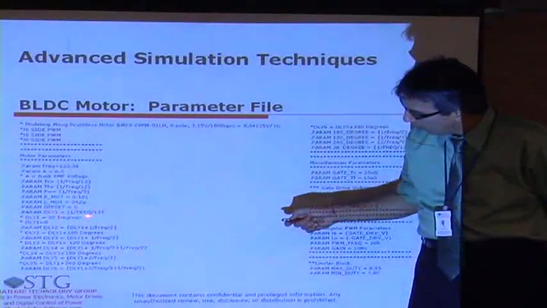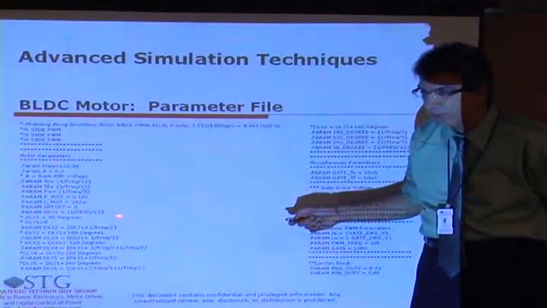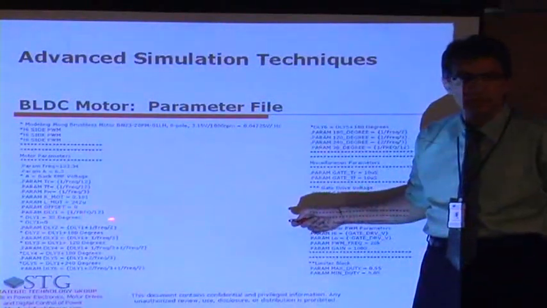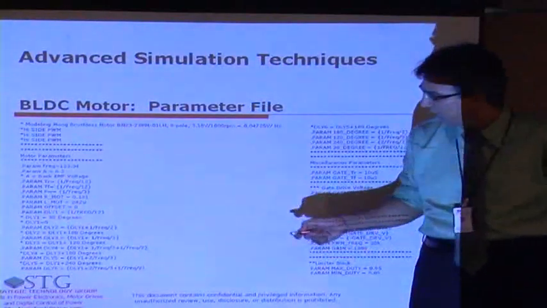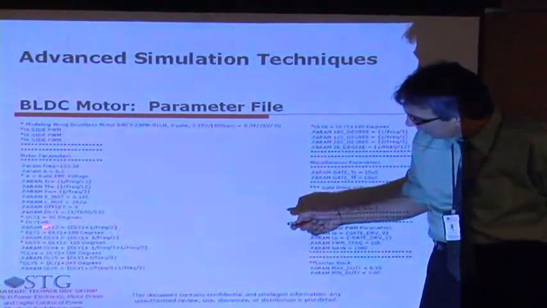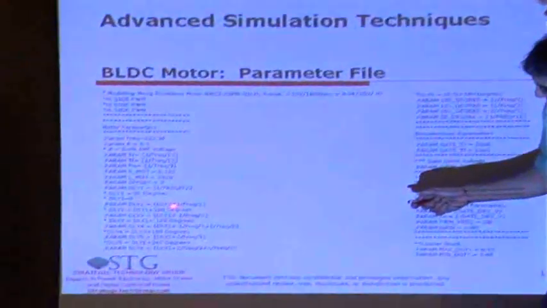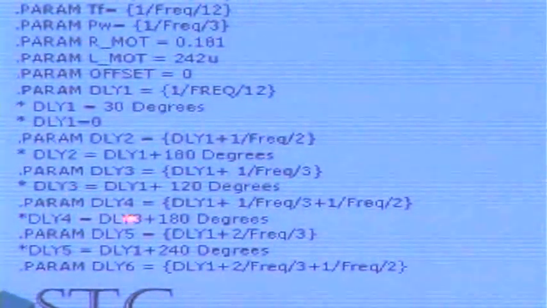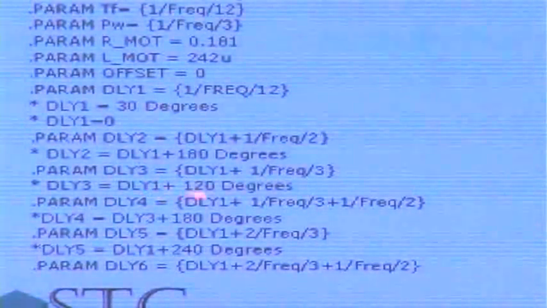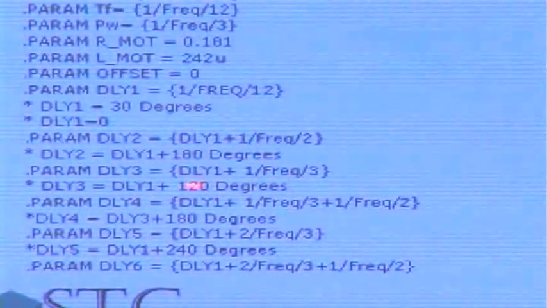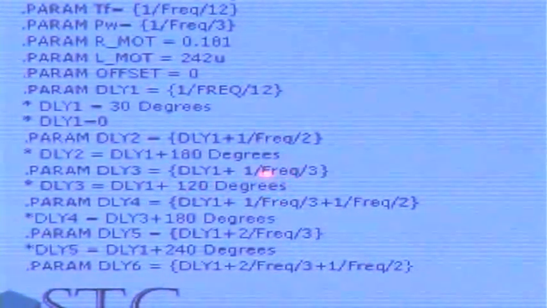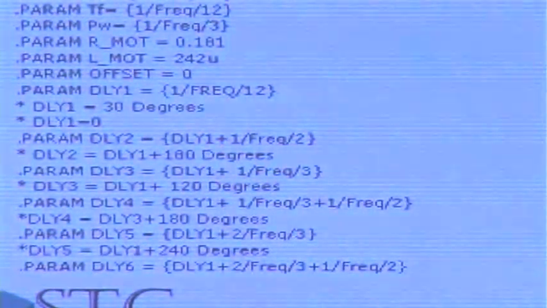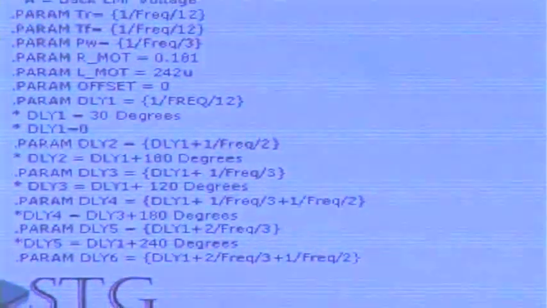And then delay 1, here you can see, is 30 degrees. 1 by frequency by 12 is 30 degrees, right? That's time by 12, so that's 30 degrees. Then delay 2 is delay 1 plus 1 by frequency by 2, so delay 2 is 180 degrees from delay 1. And delay 3 is delay 1 plus 120 degrees. So we have built 6 delays that way, which we use extensively during simulation.